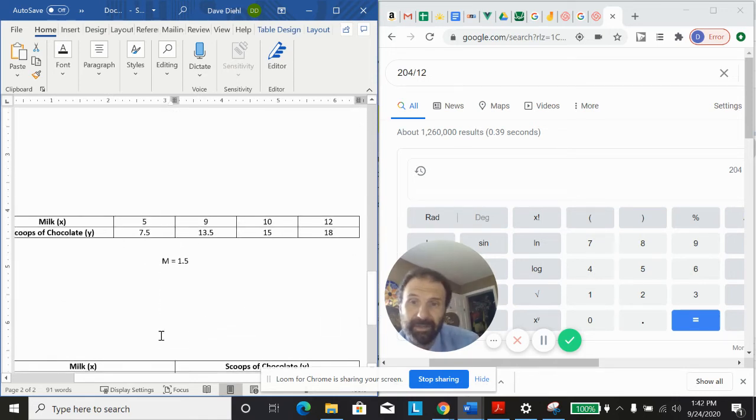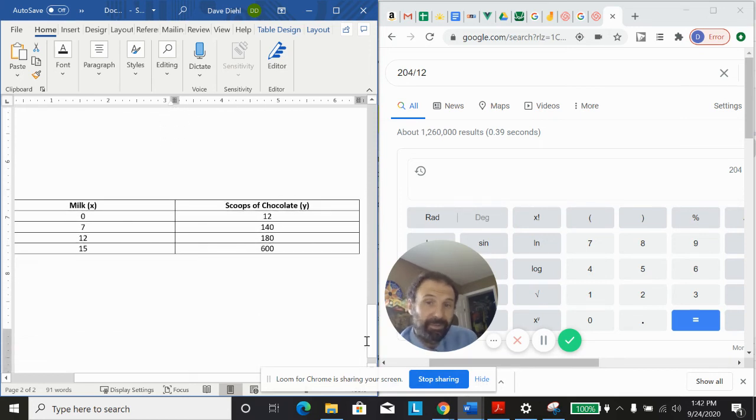All right, this one I did ahead of time, and I found out that the constant of proportionality is 1.5. And I did that by saying 7.5 divided by 5, 13.5 divided by 9, 15 divided by 10, 18 divided by 12. When I do that, I always get 1.5. Therefore, it is a proportional function. Now, that's not always going to happen.